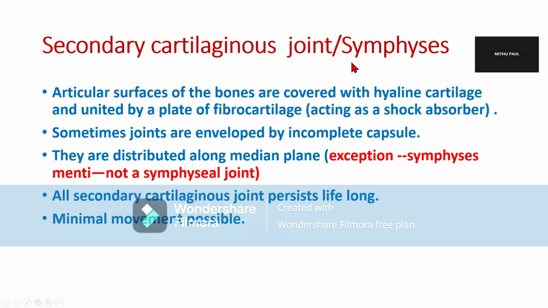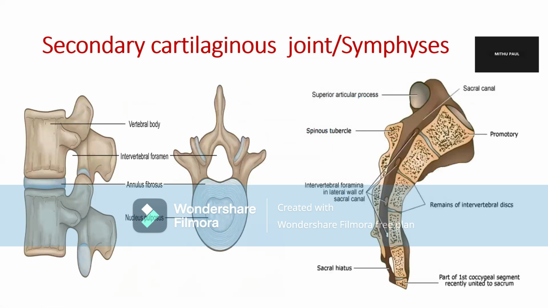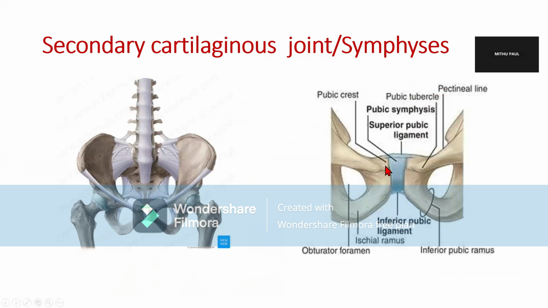Secondary cartilaginous joint, or symphysis. The criterion is that the two articulating surfaces meet one another. Take this one, the symphysis pubis, where the articulating surfaces are the bodies of the two pubic bones, covered by hyaline cartilage, with the intervention of a piece of fibrocartilage. And this fibrocartilage remains as it is lifelong. There is very little allowance of movement. So this is a secondary cartilaginous joint.